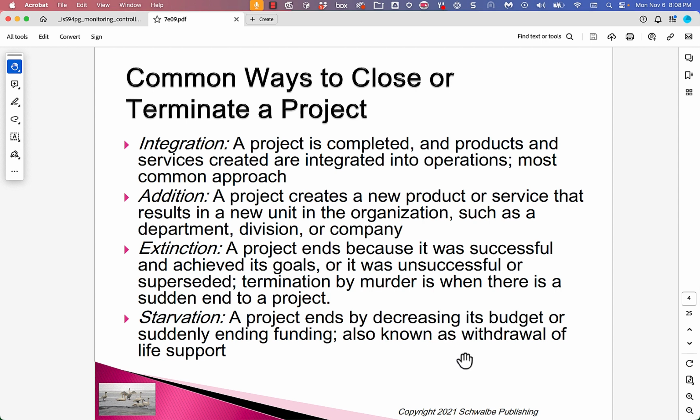Starvation. A project ends by decreasing its budget or suddenly ending funding, also known as withdrawal of life support. So, projects have to fight for resources. And sometimes projects are not bad projects, they just aren't the ones that win. So we might stop a project or significantly slow it down or cut its goals just because we find other projects that we love more.